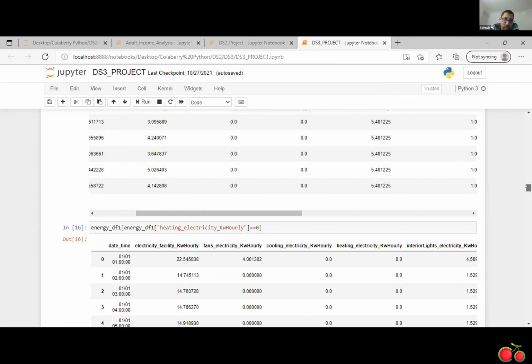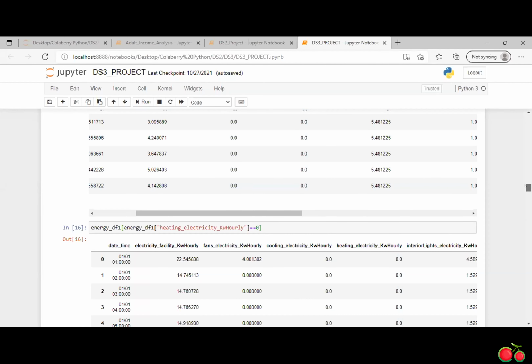So what this condition is, you have a conditional statement, a condition inside your braces. It is filtering the energy_df1 data frame using that condition. So it shows all the records that match this particular condition. Wherever the heating_electricity column has a 0, it shows you all those records. Okay, I see. Now we can do one more thing. Create one more cell.